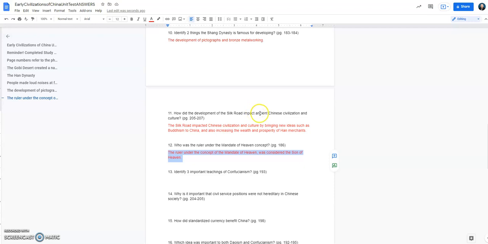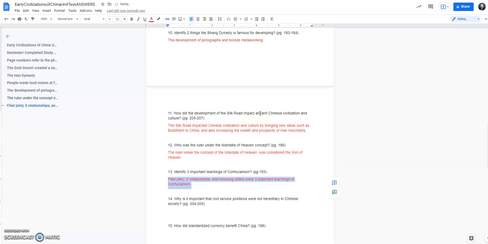Question number 13. Identify 3 important teachings of Confucianism. So the first would be filial piety. That's the idea that children should be devoted to their parents. You should honor and respect your parents.